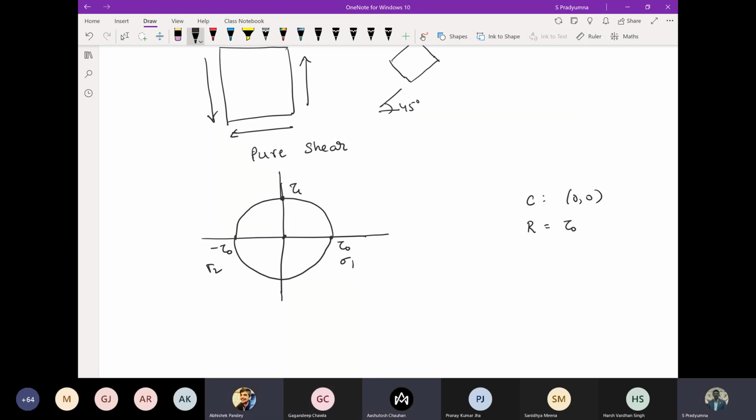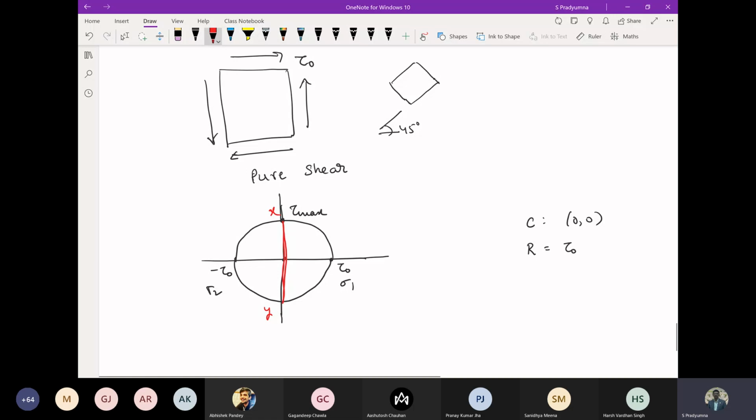You know that this is tau max, right? The vertical line corresponds to the xy plane. This is x, this is y. Am I right? Yes. Then what is the state of stress at 45 degrees?